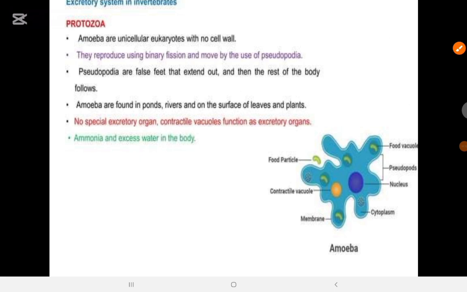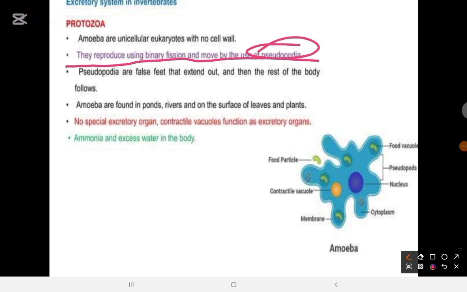Okay, so according to this slide, they reproduce using binary fission and move by pseudopodia. So take note of that. Pseudopodia means false feet. Is that okay? Pseudo means false. The word pod or ped is a Greek word for leg. Now, amoeba are found in ponds, rivers, and surfaces of leaves and water plants.